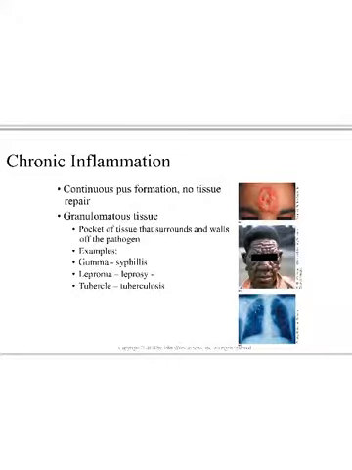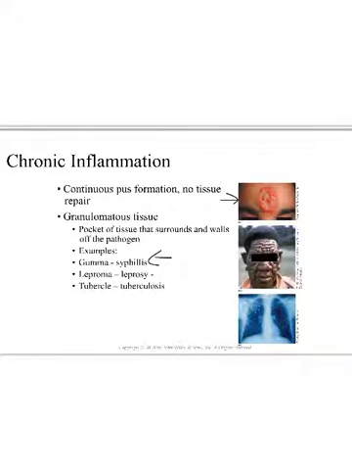So here are some examples of chronic inflammation. We end up with this tissue that's grainy. It's a pocket of tissue that surrounds the pathogen and walls it off. Some examples: the first one is syphilis. This is called a gumma. It's a wound that just won't heal.